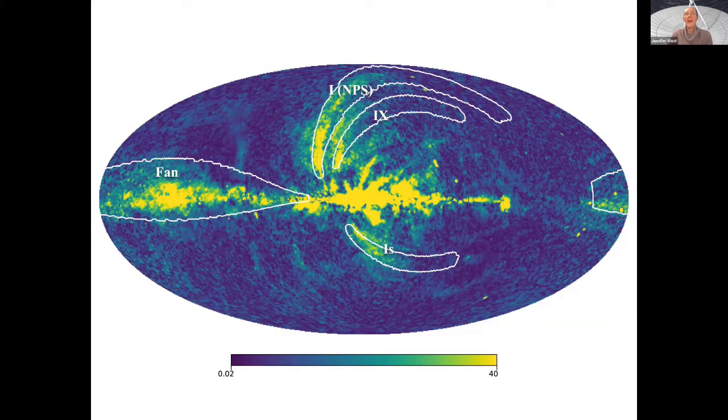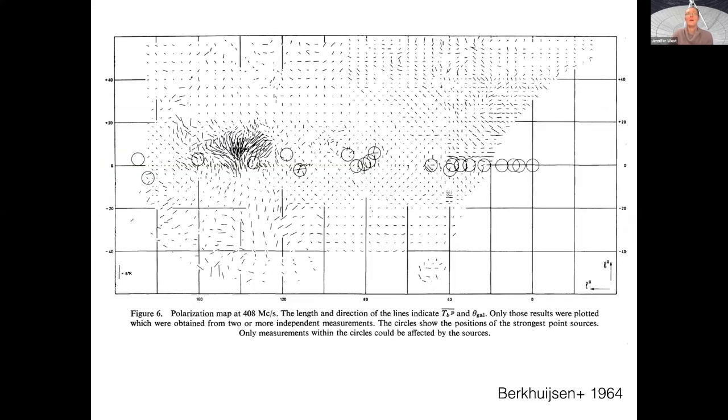Now, there's one thing I haven't explained, and I've kept calling this the fan region, but why is it called the fan region? And the reason is that in 1964, this observation was made of the polarization in the fan region, and the orientation of the polarized waves in this part of the sky kind of look like a fan. They look like they're pointing in opposite directions on the opposite side. And the models that I've come up with can actually explain this as well.